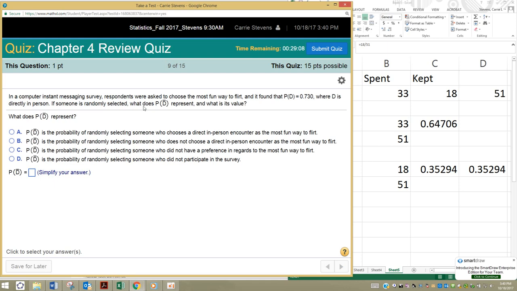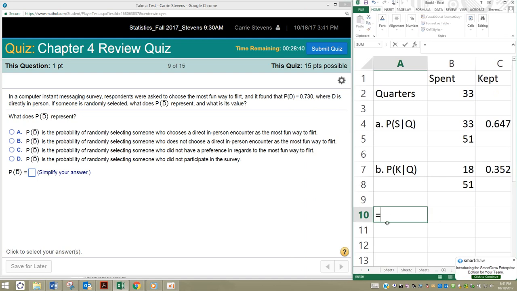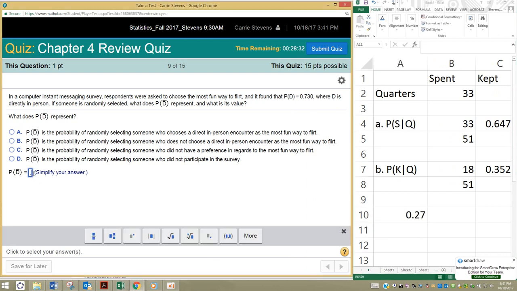In a computer instant messaging survey, respondents were asked to choose the most fun way to flirt. Where D is directly, the probability is 73%. If someone is randomly selected, what is the probability of not D? That they thought it was more fun to not flirt directly. So that should be 1 minus this, they're complements, right? So don't overcomplicate it. The notation is just trying to see if you understand the relationship here. So the answer is 0.27.